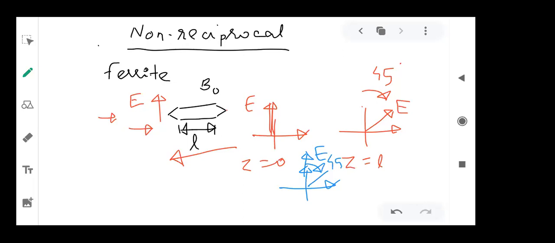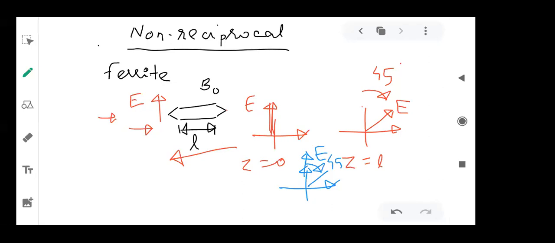The 45° totally depends on the length. If the length is larger, then the tilting will be more. It can be 50°, 60°. So that can be controlled with the help of length. But whether the tilting takes place in the clockwise or anti-clockwise direction totally depends on the biasing. So it is biased in such a way that the tilting of the field will occur in the clockwise direction, whatever the direction of propagation. So this behavior is actually non-reciprocal in nature.